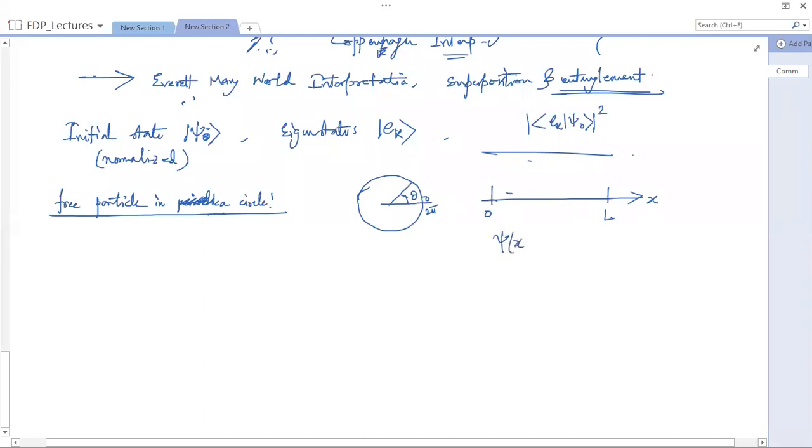The periodicity condition is psi(x + L) = psi(x). If you solve the Schrodinger equation, with V(x) = 0 for a free particle, then psi(x) will be e to the power plus or minus ikx, where p is h bar k.